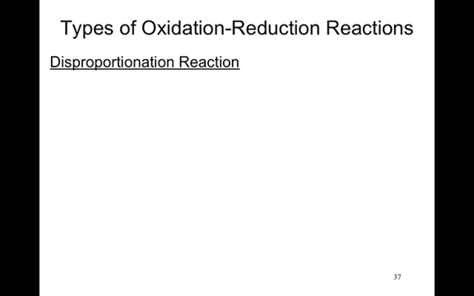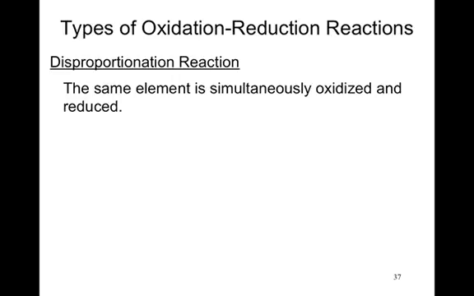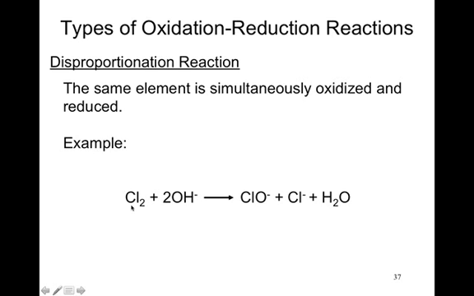So, other types of redox reactions that you should know. It's a disproportionation reaction. This is going to be a little weird. The same element is simultaneously oxidized and reduced. Oh boy. So, here's an example. Great. Chlorine gas plus hydroxide ions gives us ClO minus, Cl minus, and water. And so how can something be oxidized and reduced at the same time? Well, this diatomic chlorine that starts as 0 is going to become two different parts of our product.